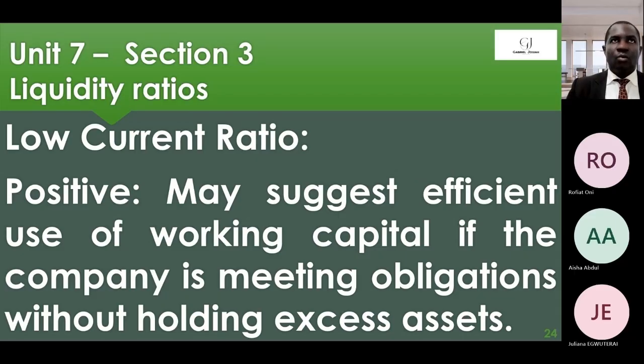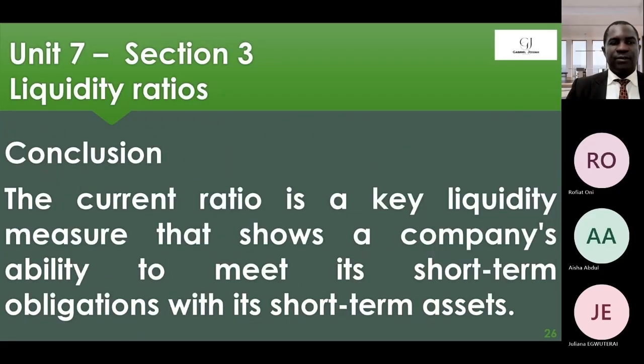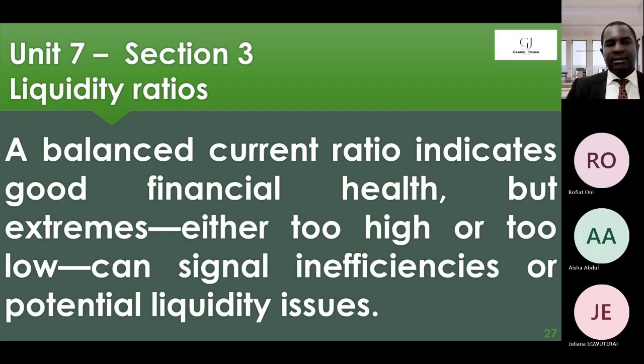So when you have less than 1 current asset to 1 current liability, it is very risky, very, very risky. So in conclusion, the current ratio is a key liquidity measure that shows a company's ability to meet its short-term obligations with its short-term assets. So balance is the key.